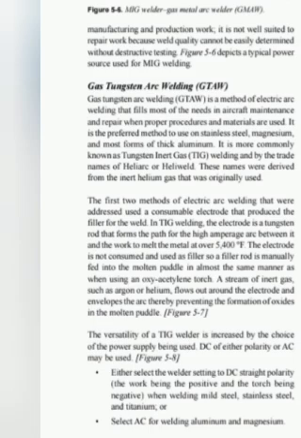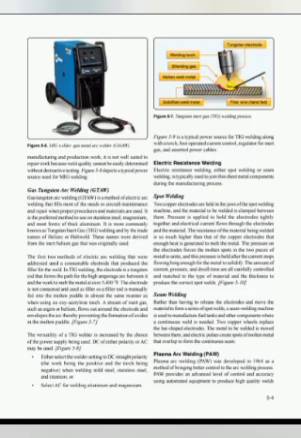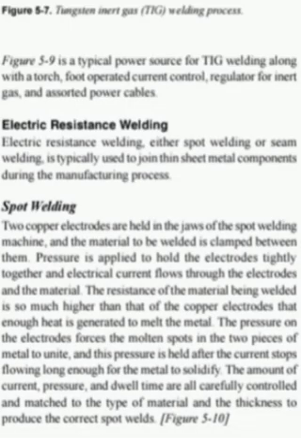The versatility of a TIG welder is increased by the choice of the power supply being used. DC of either polarity or AC may be used. Either select the welder setting to DC straight polarity when welding mild steel, stainless steel, and titanium, or select AC for welding aluminum and magnesium. Figure 5.9 is a typical power source for TIG welding along with a torch, foot-operated current control, regulator for inert gas, and assorted power cables.